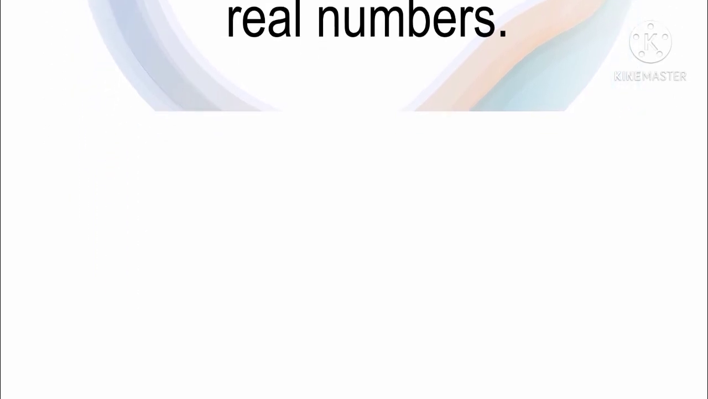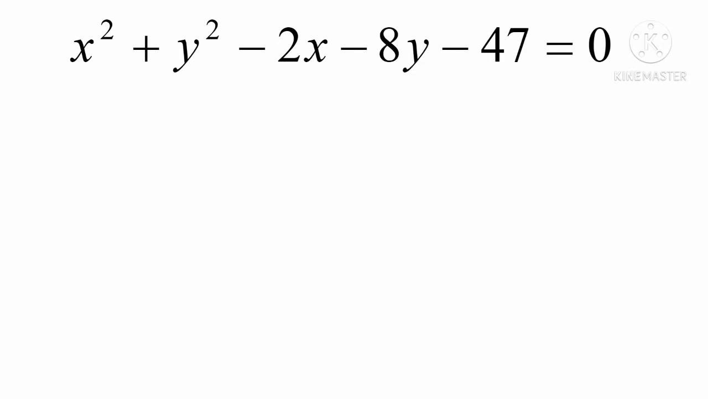Let's have a direct example so it will be clear to you. x squared plus y squared minus 2x minus 8y minus 47 equal to 0. So d is equal to negative 2, e is equal to negative 8, and f equal to negative 47. So d, e, and f are real numbers. Now from the general equation of a circle, x squared plus y squared minus 2x minus 8y minus 47 equal to 0, we will transform it into the standard form of the equation of a circle so we can get the center and radius.